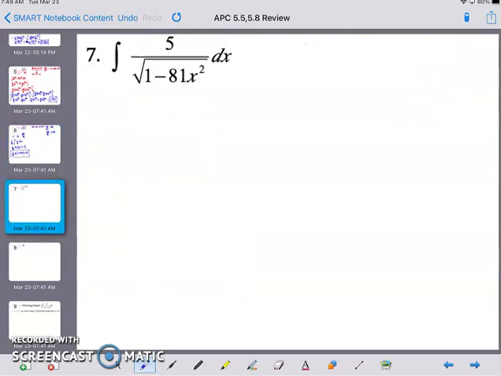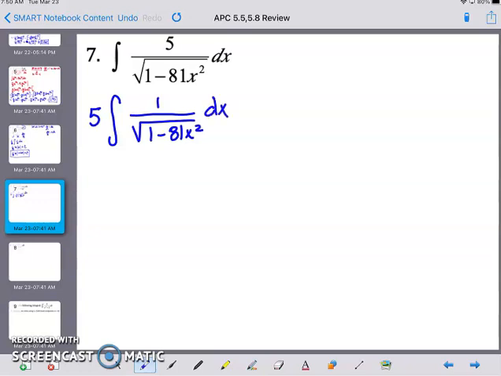In problem number 7, okay, we have, first of all, that 5 in the numerator. That can just go in front of our integral. And we do have an indefinite integral, so we know we're going to need our plus c at the end. And then we have 1 over the square root of 1 minus 81x squared dx.